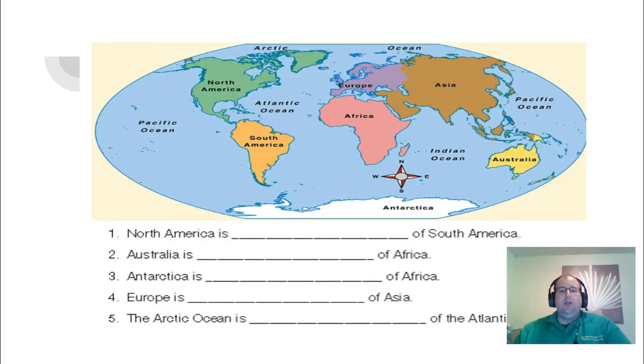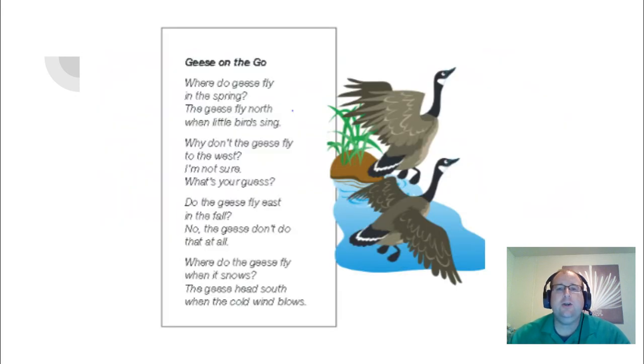So your assignment, you will be filling in the blanks with the direction where the continents are from one another. And then you're going to read a fun poem, Geese on the Go. And on the poem, you're going to highlight the directional words: north, south, east, west.